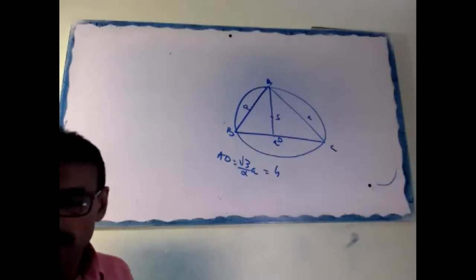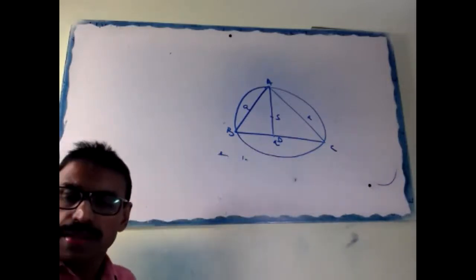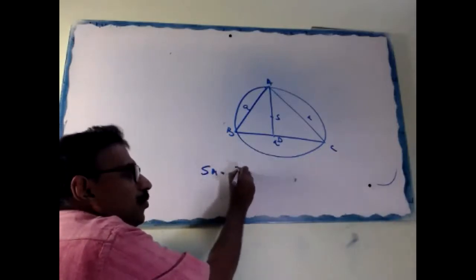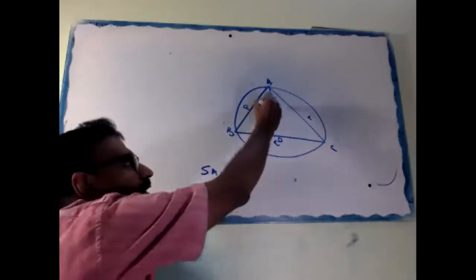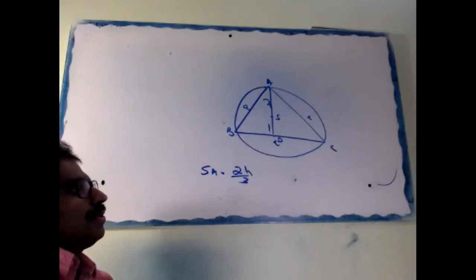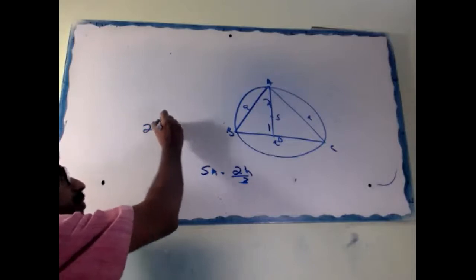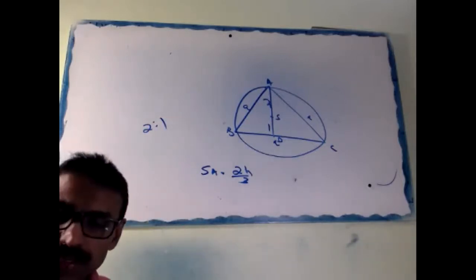Now, what about SA? SA equals, you can write, 2H by 3. Is it okay or not? Because this one is 2, this is 1. So SA equals 2 by 3 into H, because the ratio is 2 is to 1. So SA equals 2H by 3.